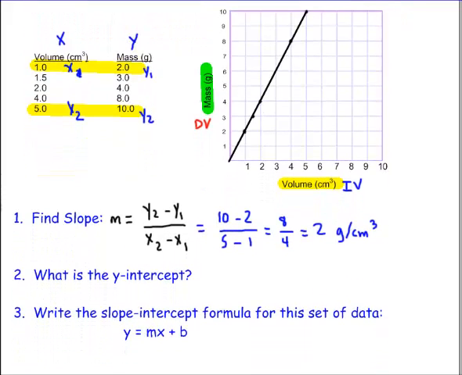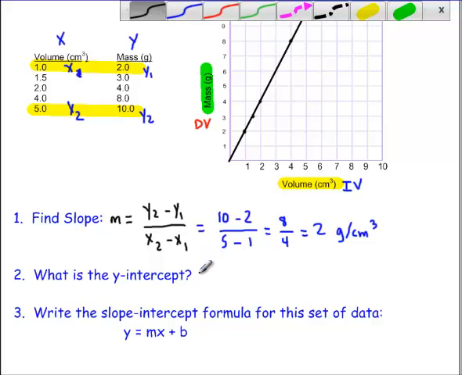Let's take a look at some other things we can find from the data once it's plotted. You can also find the y-intercept. And remember, the y-intercept is the x value where y equals 1. Well, in this case, the y-intercept is 0.